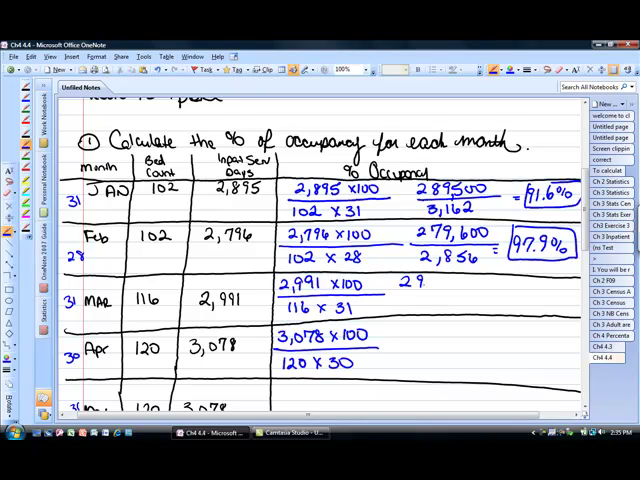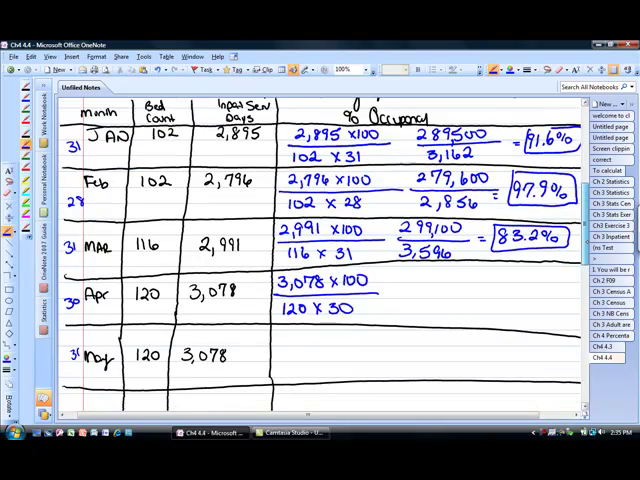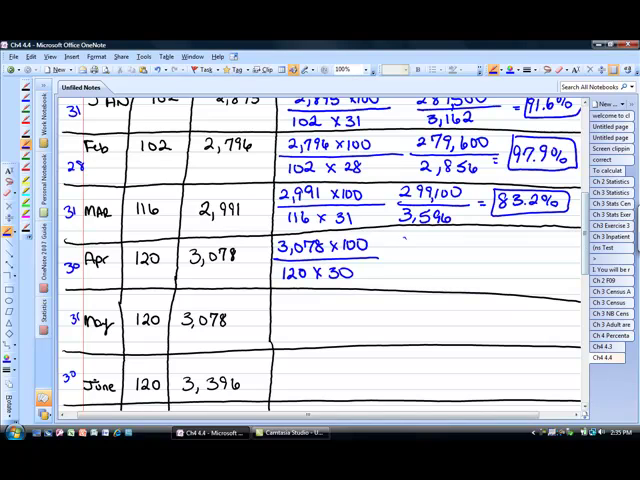Okay, the next one, 299,100 over our 3,596 gives us an end result of 83.2%. Okay, and our next one, we have 307,800 over 3,600, and that gives us an end result of 85.5%. We'll work out all of these in the same manner.